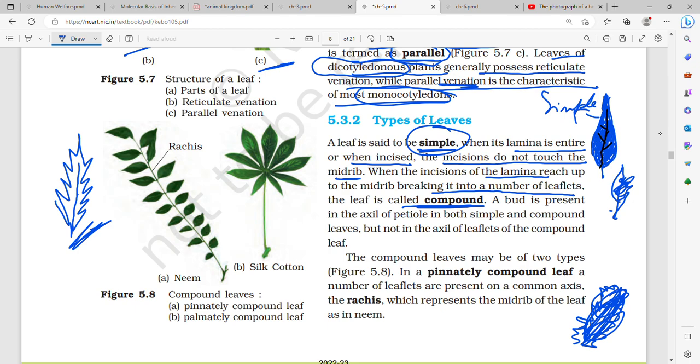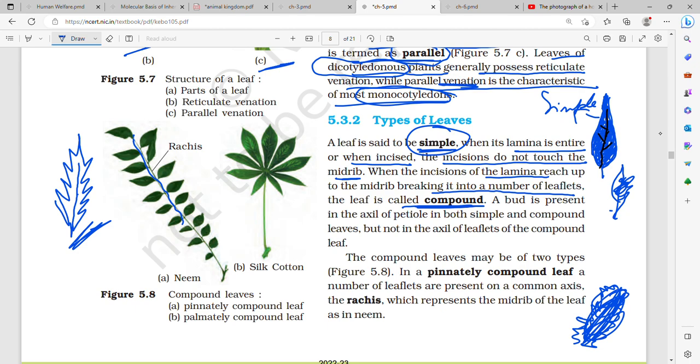When the incisions of the lamina reach up to the midrib and break it into a number of leaflets, then it is called compound. So in this case, they have reached the midrib. This is the midrib, and they have broken it into a number of leaflets. Therefore, this is a compound leaf.